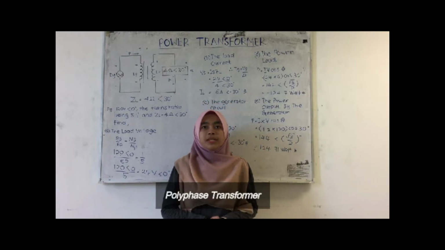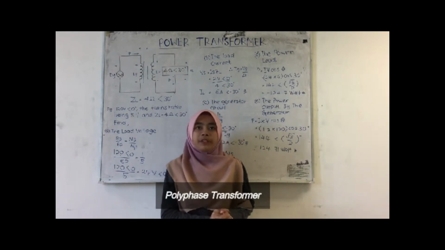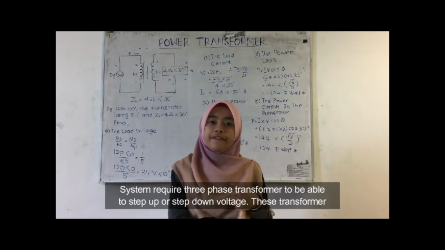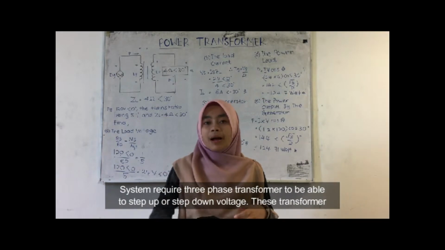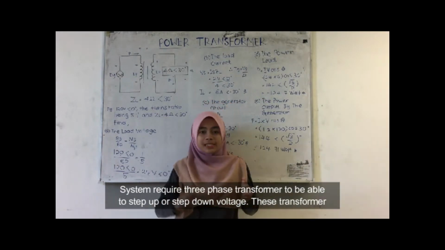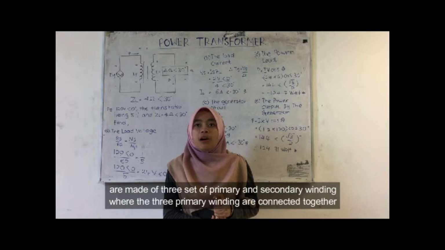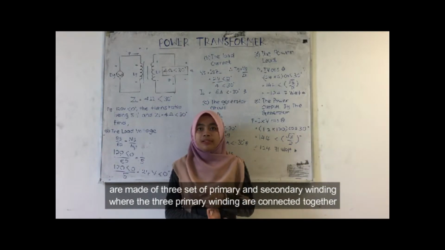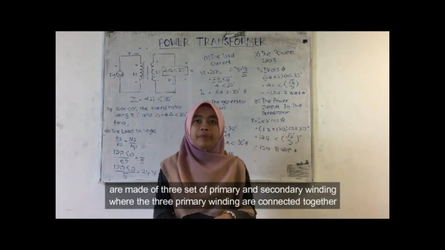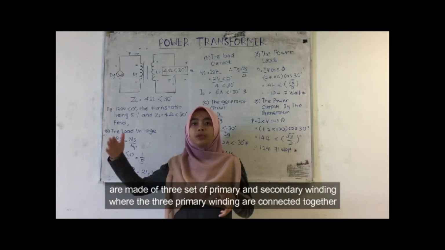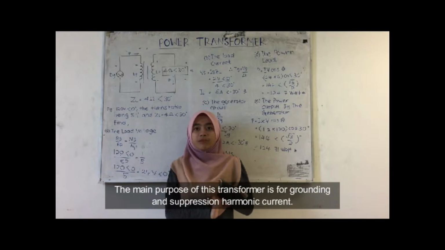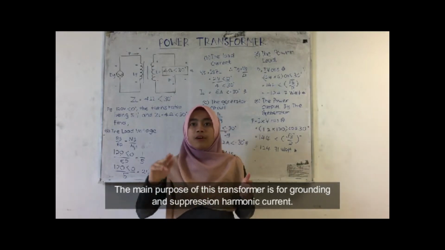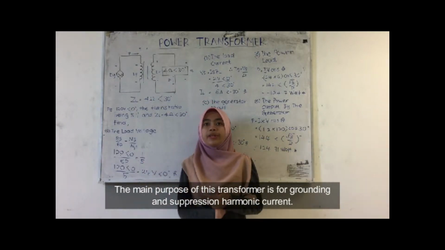Next, the fourth transformer is the polyphase transformer. This system requires a 3-phase transformer to be able to step up or step down voltage. This transformer is made of 3 sets of primary and secondary winding, where the 3 primary windings are connected together. The main purpose of this transformer is for grounding and suppression of harmonic current.